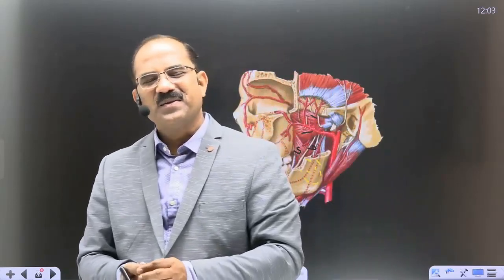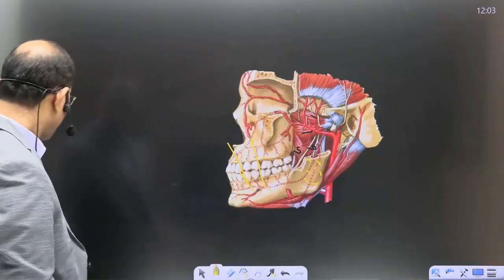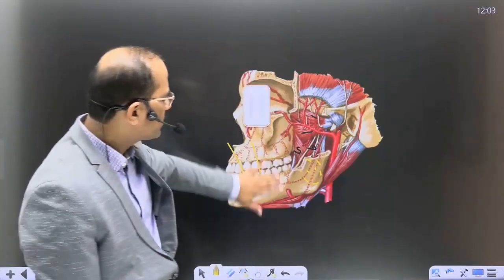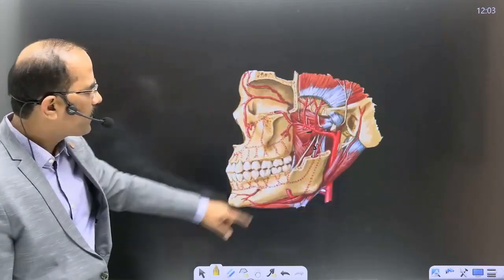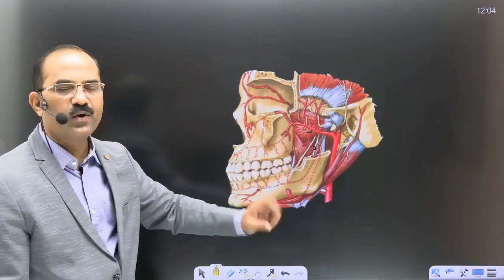Clear to all of you? Okay. So this is about the muscles of mastication. Anything else? Okay, look at this slide. What is this muscle? Medial pterygoid. On the superficial head of medial pterygoid lie two nerves.